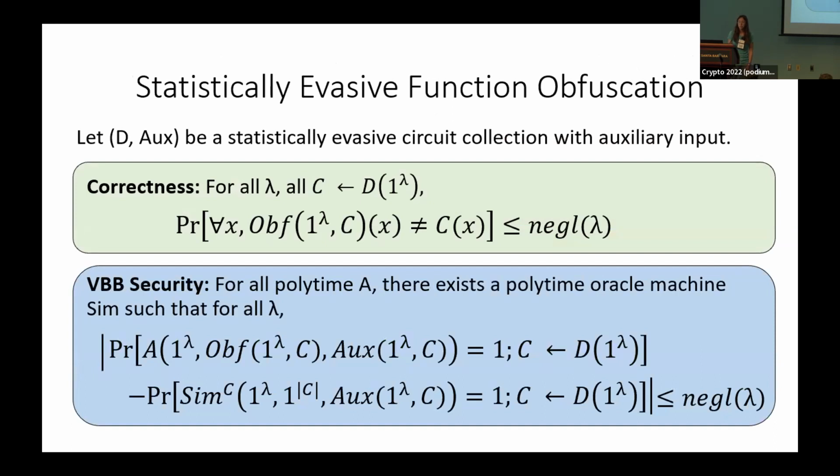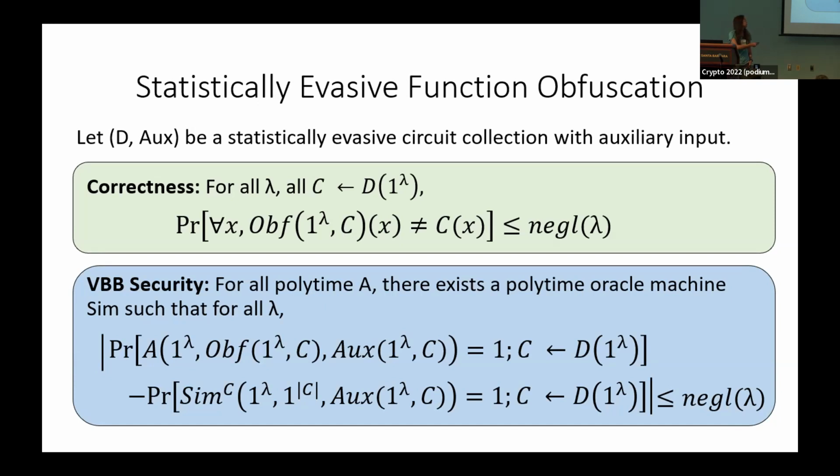Then for our obfuscation, we require that our obfuscation satisfies 2 properties. So correctness says that the obfuscation of the circuit should have the same input-output behavior as the original circuit, except with negligible probability. And virtual black box security says that a simulator should be able to simulate the obfuscation given only oracle access to the circuit. So more formally, a simulator who's given polynomially many queries to the circuit, along with auxiliary input, should be able to produce an obfuscation that fools a distinguisher. And in our case, because our circuits are statistically evasive, then actually giving the oracle access to the simulator does not help very much.